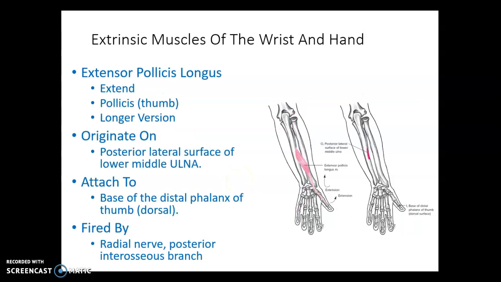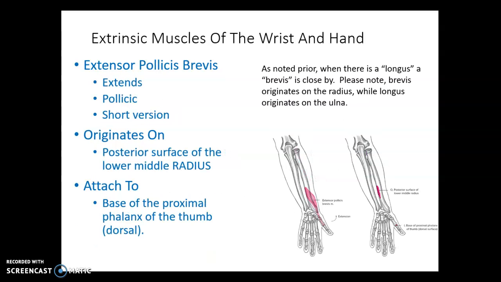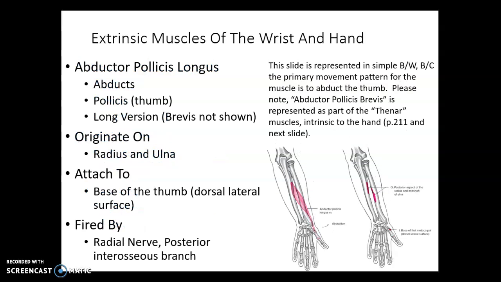Extensor pollicis longus extends the thumb. That's the longer version. Okay, got it. And this guy runs all the way down to the distal end of the thumb. Extensor pollicis brevis extends down, but it does not go to the distal end of the thumb. It goes to the proximal end. So the brevis, meaning brevity, is the short version. It goes to the closer end, not the further end, like longus.